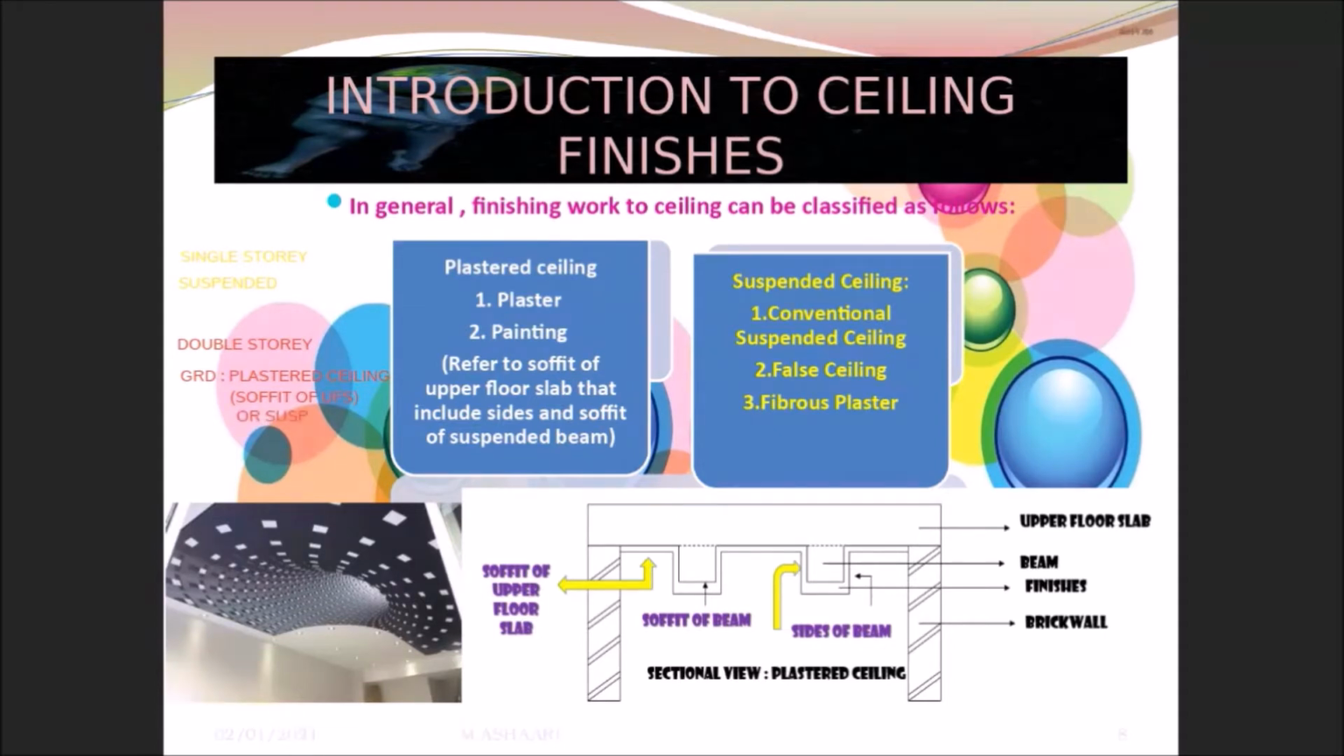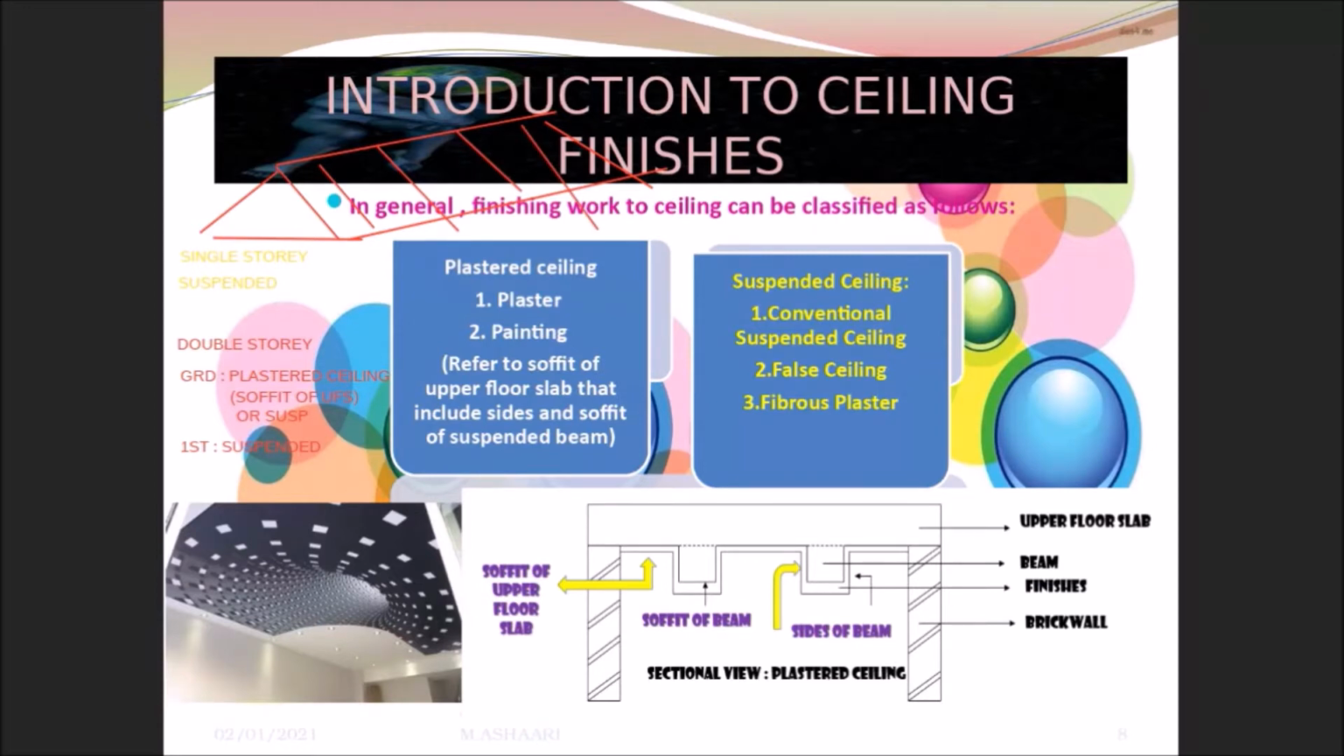But for the first floor, this one is compulsory to have suspended ceiling. Why is it suspended? Because plastered ceiling refers to the soffit of your upper floor slab, and the side of the beam. If you have the first story building, at the top part, what normally you can see is something like this, isn't it? You can see the rafters are there, which means there is no slab.